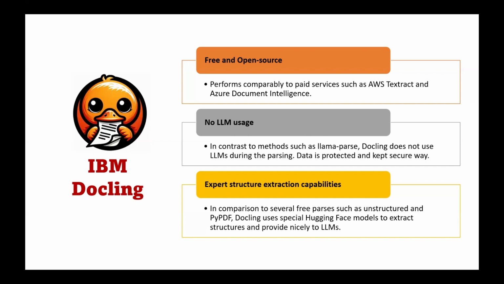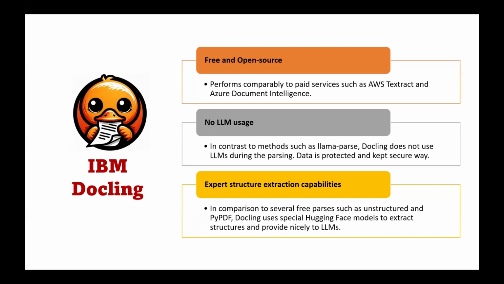The third one is the expert structure extraction capabilities. As I said, IBM Docling does not use language models. Instead, it uses fine-tuned table and structure extractors from Hugging Face. These models are really good at extracting the structures and providing them in nicely formatted text to the language models. When we compare this with other open source parsers such as PyPDF and Unstructured, IBM Docling is really good with these structures. So these are the three main features I see as important, which make IBM Docling a really great tool.